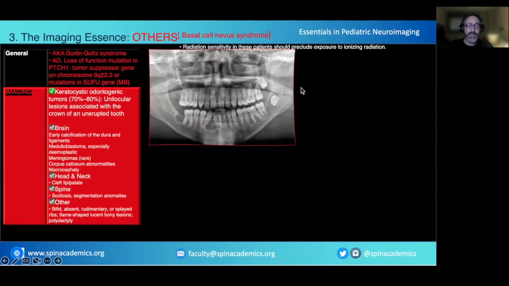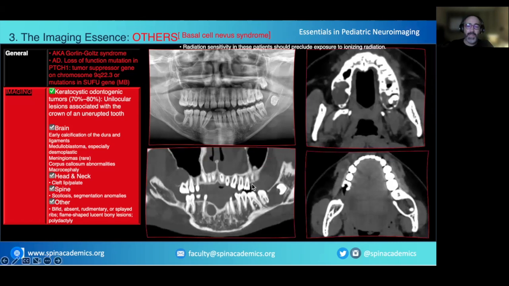Finally, the basal cell nevus syndrome, aka Gorlin-Goltz syndrome, and the relevant finding, especially, is this type of odontogenic cysts that are very conspicuous here in the maxillary and the mandibular parts, which are keratocystic odontogenic tumors. They used to be unilocular, and here in the correlation with the CT, you would find this type of cyst in both maxillary and mandibular parts.